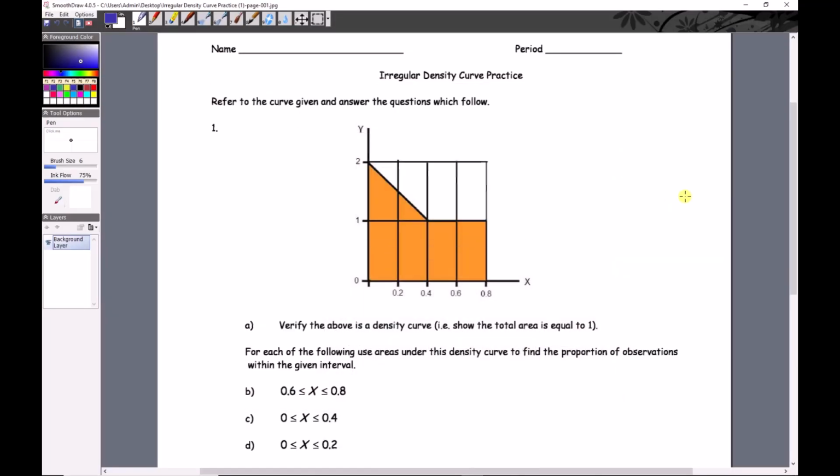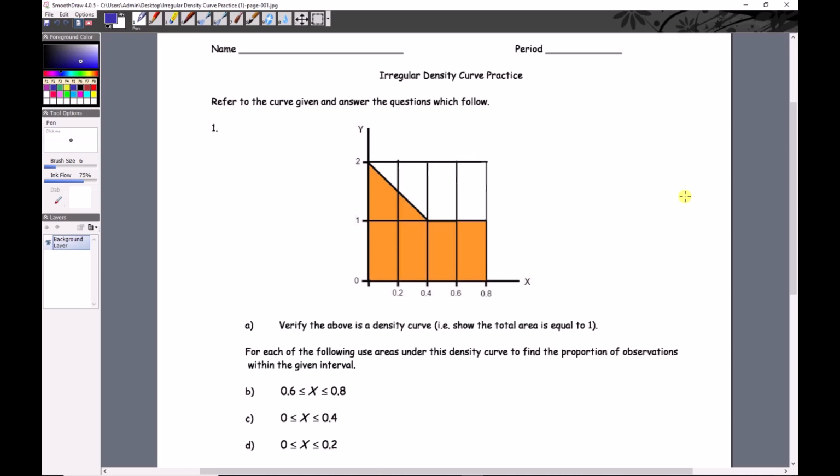All right, so here we are, and this is not in your packet. You can find this in reprints. It is going to be the homework for tonight. So I'm going to give you a little bit of a start with it, and this is going to be our introduction to just a generic or irregular density curve.